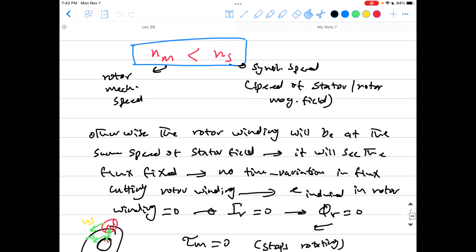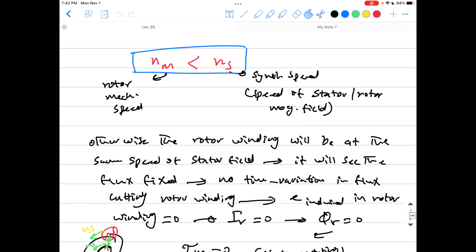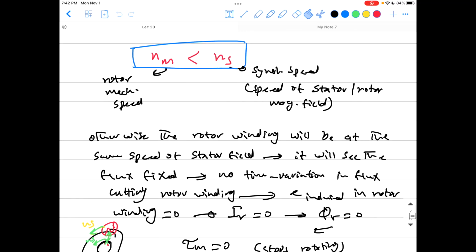We said this because if this condition is not met, that means your rotor winding will be seeing no variation in the magnetic field because they will be rotating at the same speed as the magnetic field of the stator. So each conductor in the rotor will be seeing the same magnetic pole or the same magnitude all the time because they're rotating together at the same speed.